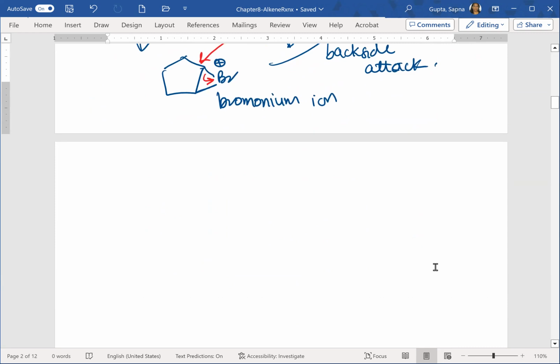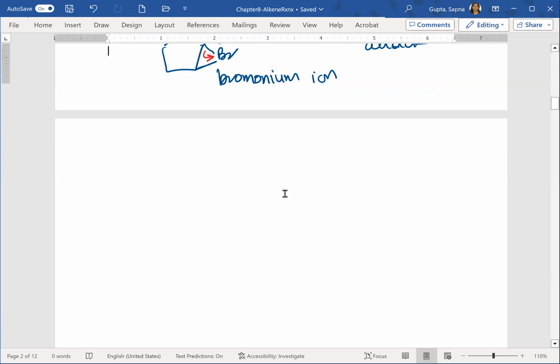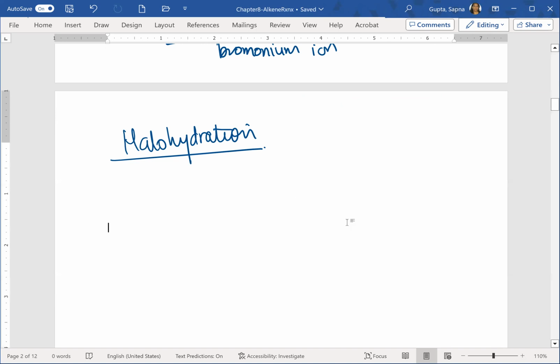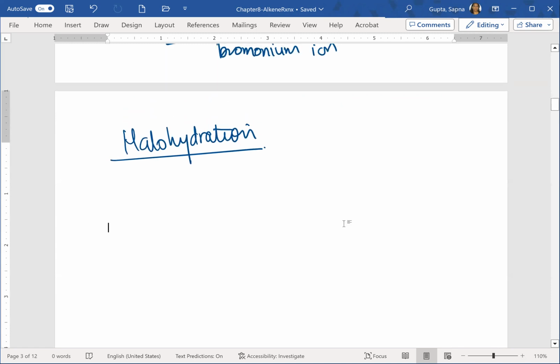Small reaction. So now we'll go on to halohydration, okay? So we're doing two things here together. This is the last reaction I'm going to do today. The one reaction that I wanted to do is way too long, so I'm going to wait for next week to do that. I don't want to do it today. So halohydration is when you are adding a halogen and you're adding water with it.